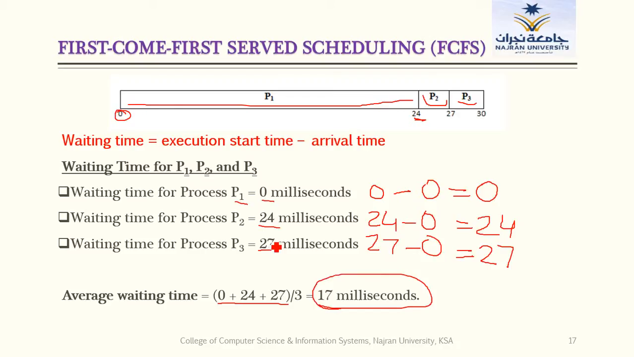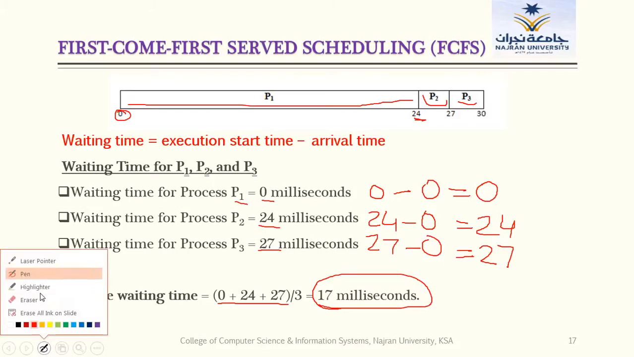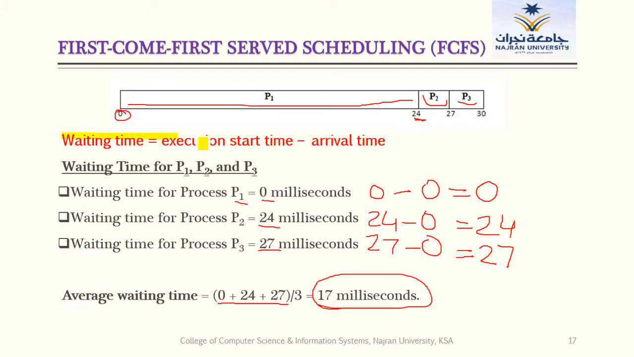Okay, so this is very simple, how we can calculate the waiting time for any process. The important thing is that you must understand the formula. So what is waiting time? Waiting time is execution start time minus arrival time. So this waiting time is whenever you have only one instance of each process in the Gantt chart.